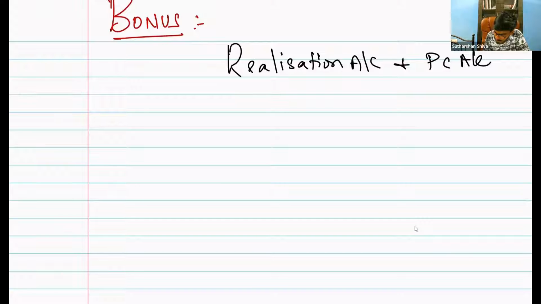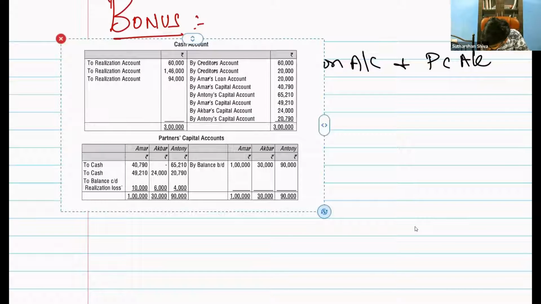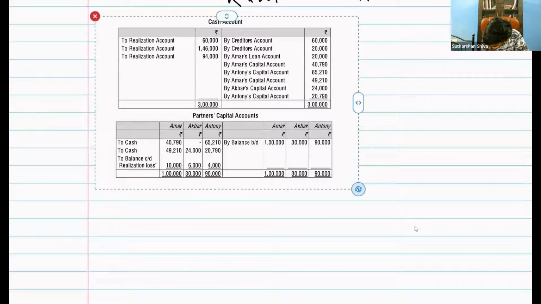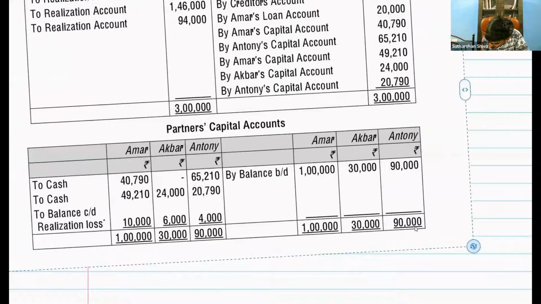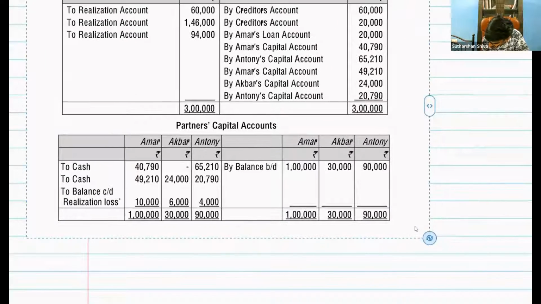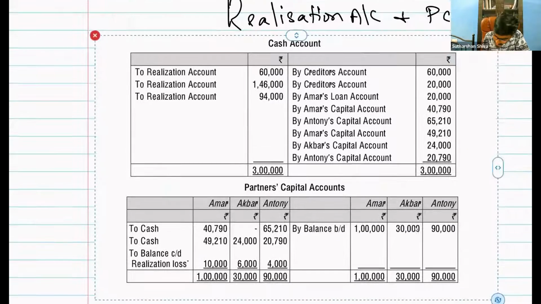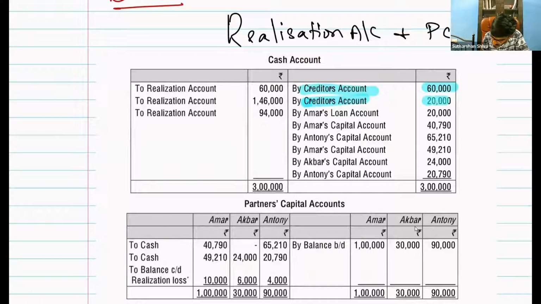What you will do? First, creditors payment 60,000. Second, creditors payment 20,000. Amar's loan account 20,000. Amar's capital 40,750. Then Akbar's capital and Anthony's capital. This and all what, sir? It is nothing but whatever the value I am circling in red color, that is a value. Just a minute.